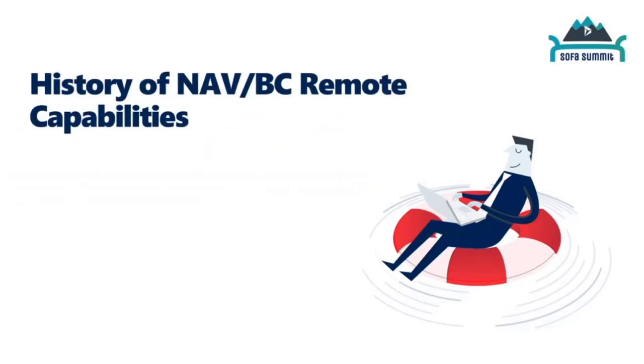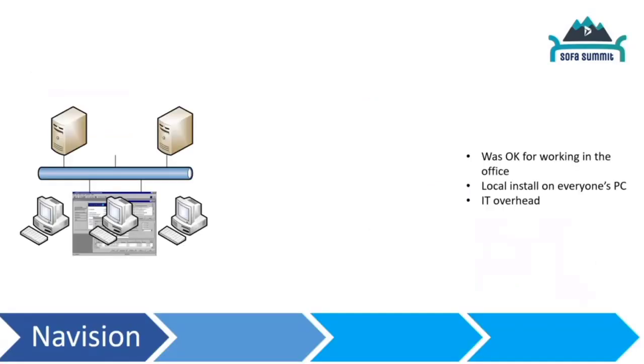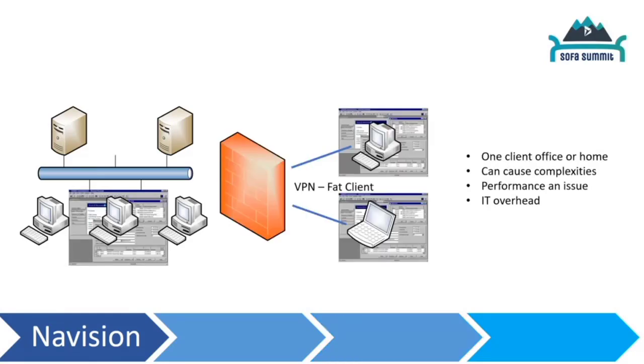So historically, Nav has grown into this remote capability. So let's go through the history, the timeline of what that's given us over the years. Back in the days when it was called Navision, typically this was office-based connectivity. I'd go to the office and fire up my PC in the office, and we would work from Nav. The IT people had to come around and install it on everybody's PC, so there's a bit of an overhead from an IT perspective.